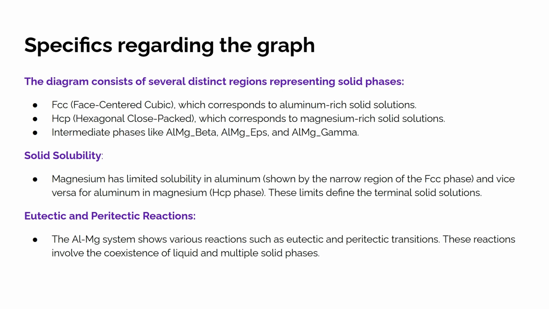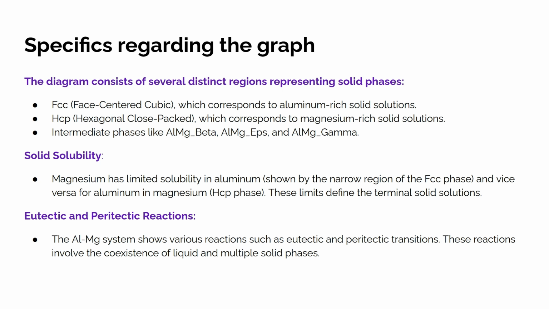Specifics regarding the graph. The diagram consists of several distinct regions representing solid phases: FCC, which corresponds to aluminum-rich solid solutions, HCP, which corresponds to magnesium-rich solid solutions, and intermediate phases like Al-Mg beta, Al-Mg epsilon, and Al-Mg gamma. Solid solubility: magnesium has limited solubility in aluminum, shown by the narrow region of the FCC phase, and vice versa for aluminum in magnesium. These limits define the terminal solid solutions.